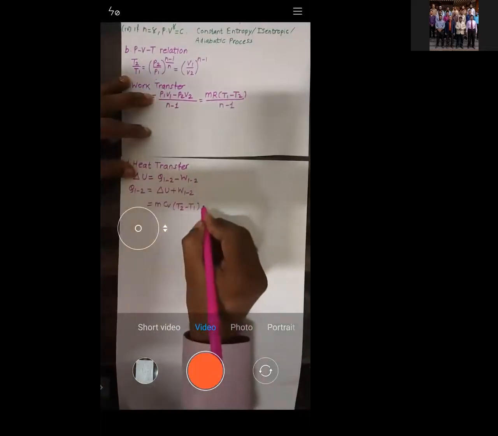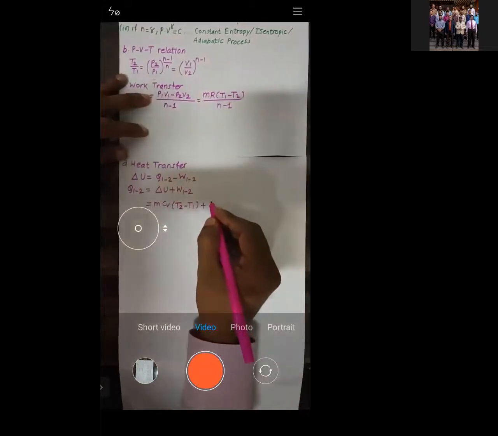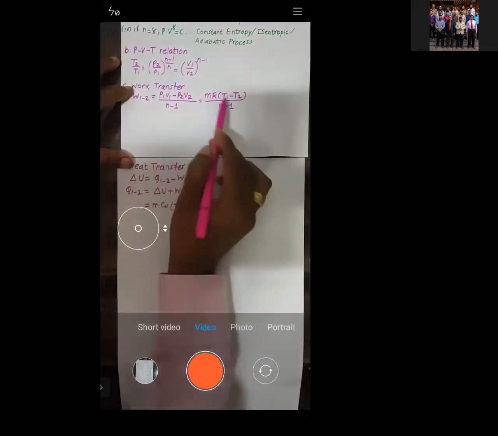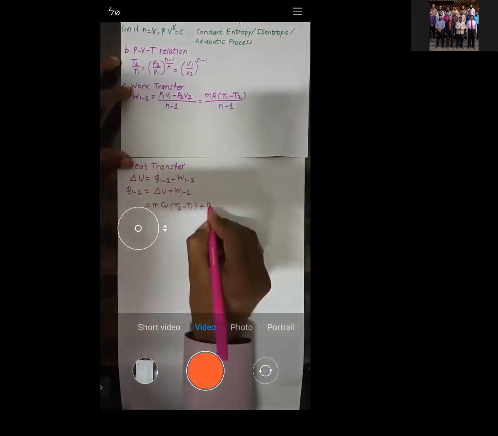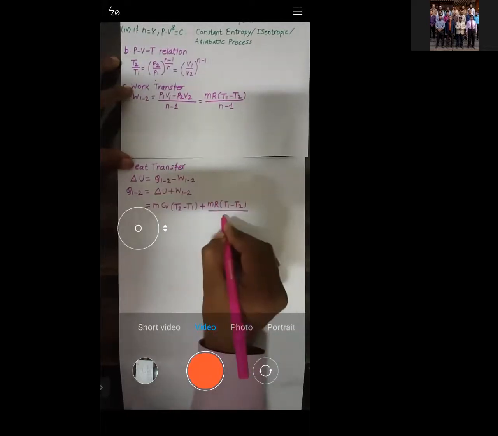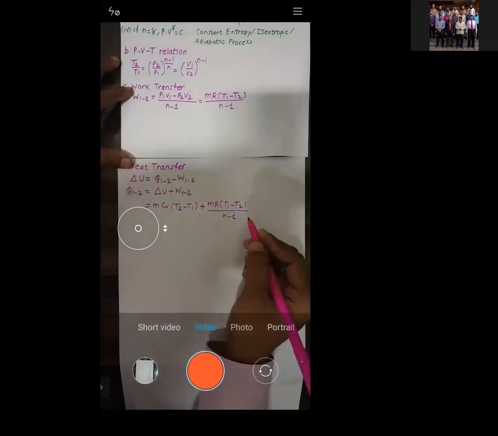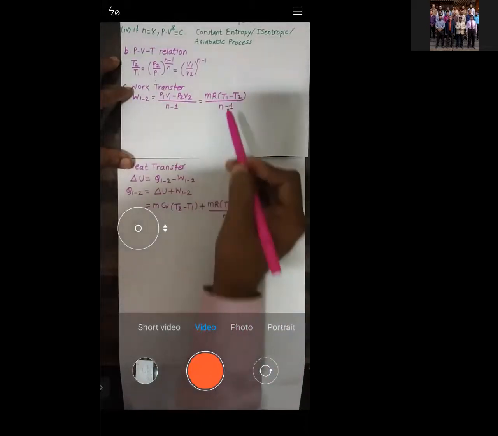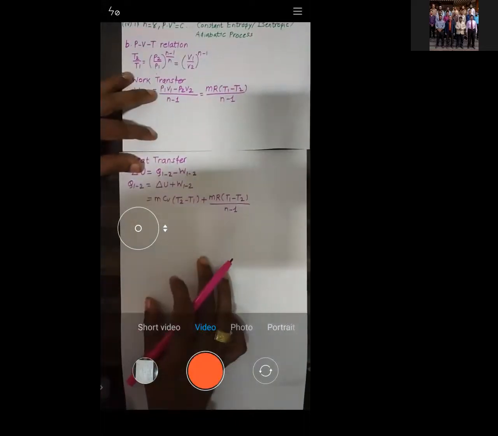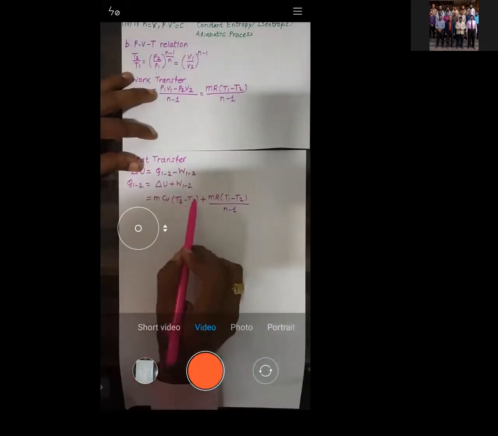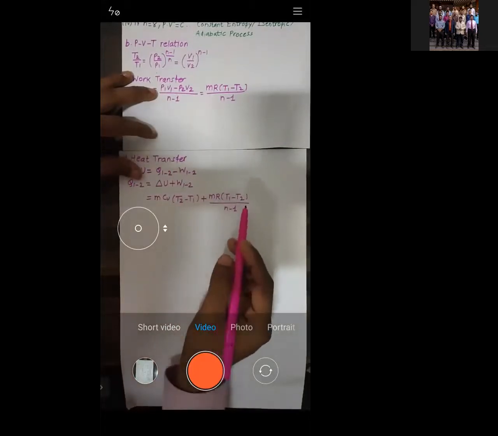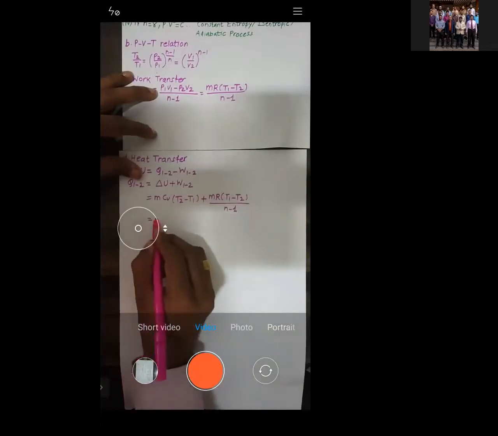Now, what is the formula for work transfer? Just a while before we have seen this is the formula for work transfer: m R (T1 minus T2) upon n minus 1, right? Let us solve it. This is in the form of T2 minus T1, and this is in the form of T1 minus T2. So Q is equal to m.